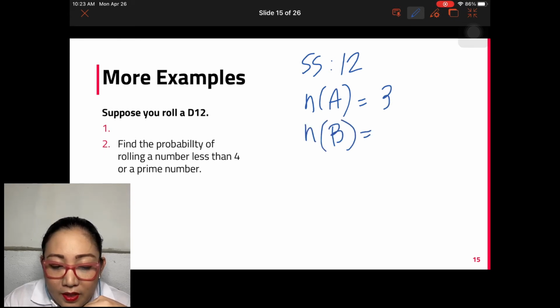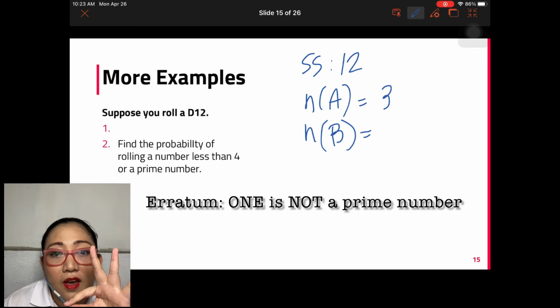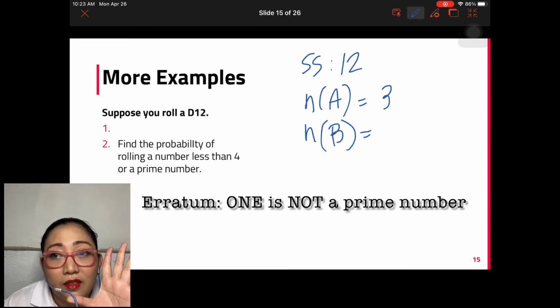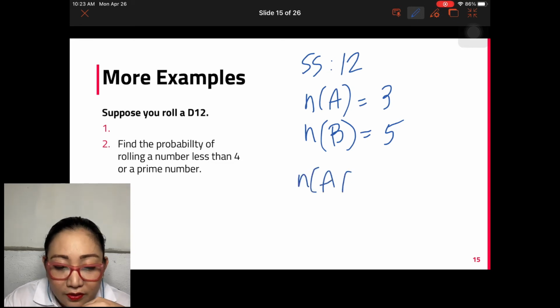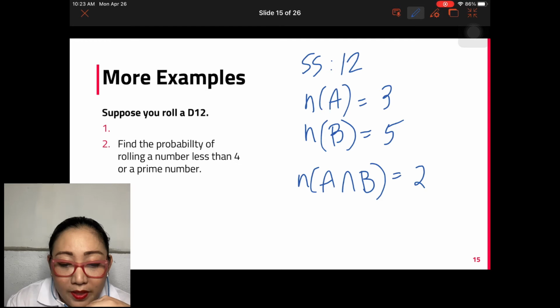And then n of B is a prime number. Ilan ang prime numbers from 1 to 12? So, you have 2, 3, 5, 7, and then 11. So, 5. Okay? And then, do they have an intersection? So, yes, they do. Si 2 at si 3. So, dalawa. So, how do we get the probability?